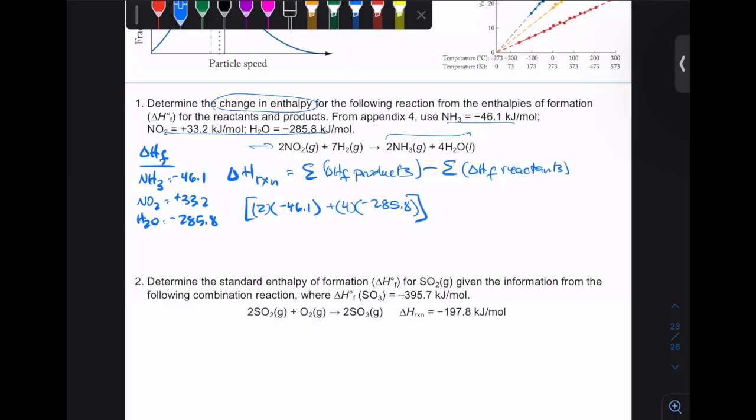And from that, we're going to subtract the sum of the delta H of formation from all the reactants. That's going to be 2 moles of the NO2 gas, each mole is plus 33.2 kilojoules. And then we're going to add to that 7 moles of H2 gas, but H2 gas isn't given to us in our information, because H2 is how you find it in nature. So it's 0.